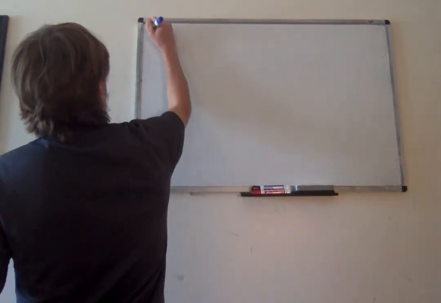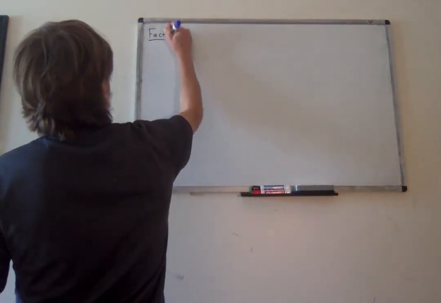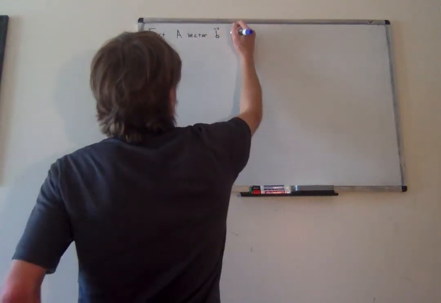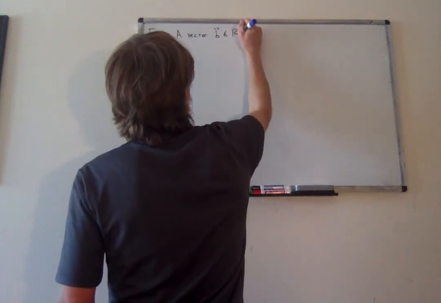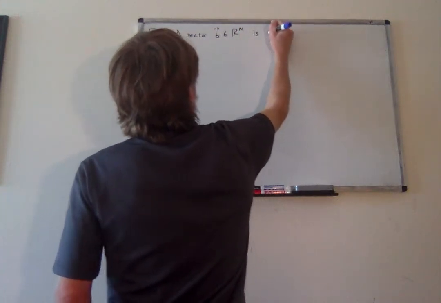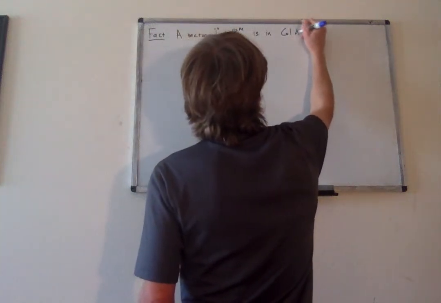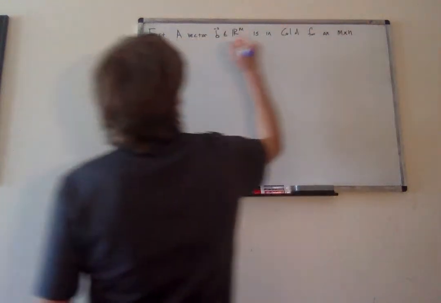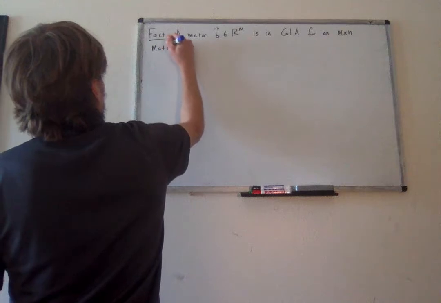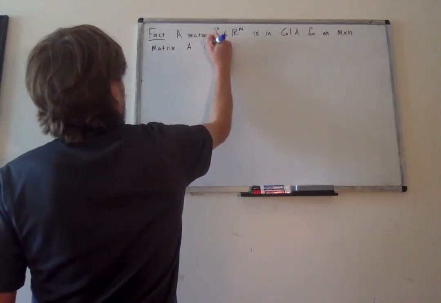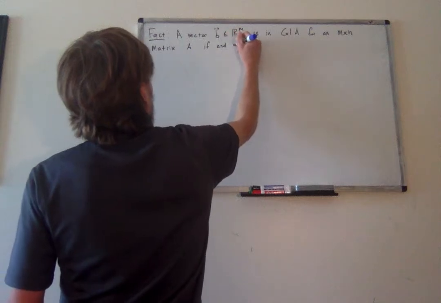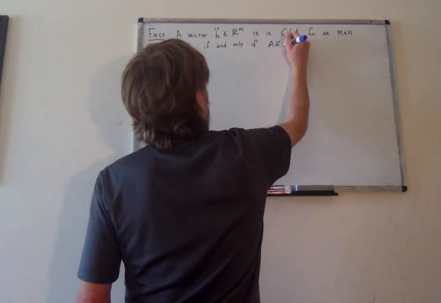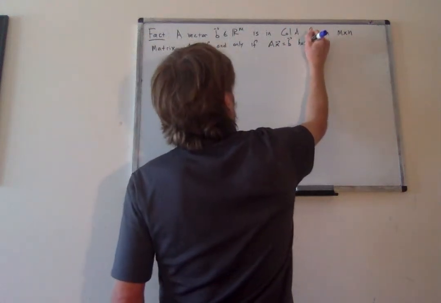We actually already observed this in the example: a vector is in the column space of A if and only if it is a solution to the corresponding matrix equation. So we say that a vector B in Rm is in the column space of A, for an m by n matrix A, if and only if Ax equals B has a solution.